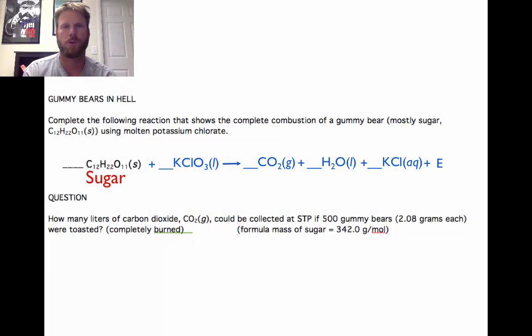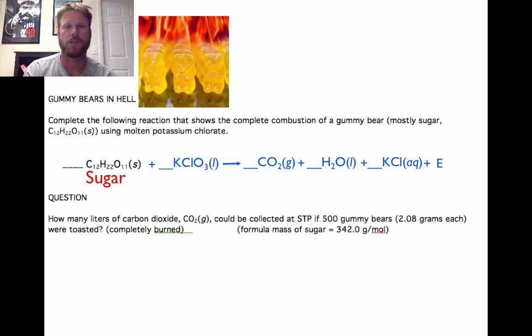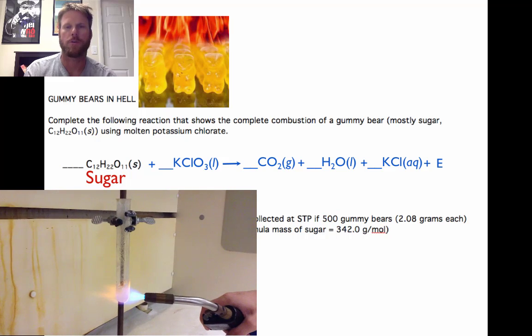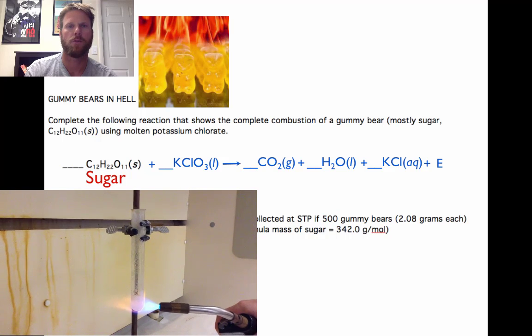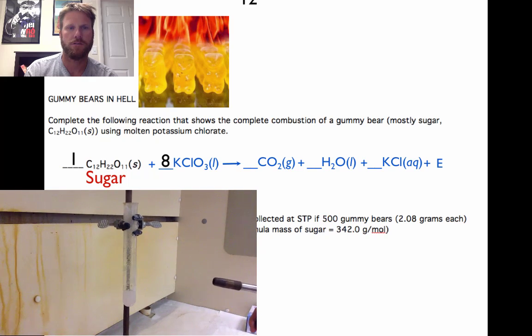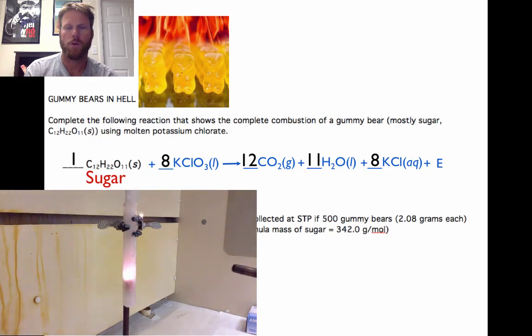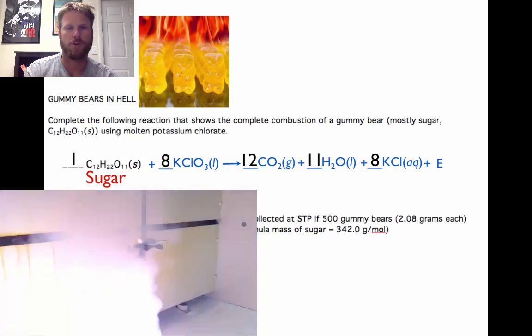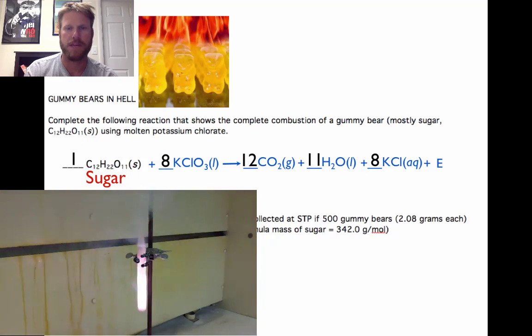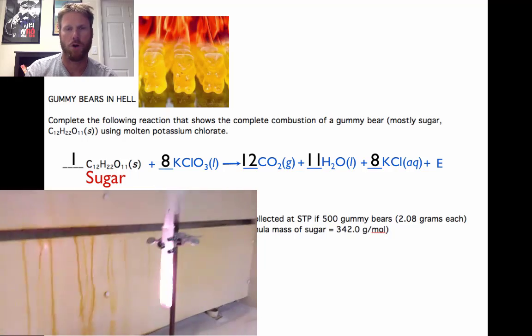The last stoichiometry problem that we will do involves one of my favorite demos, which is gummy bears in hell. A gummy bear is basically just sugar. We're going to react it with molten potassium chlorate, and the products are carbon dioxide, water, and potassium chloride, and a lot of energy, as you can see. The balanced reaction is as such. We are going to solve the following stoichiometry problem. How many liters of carbon dioxide would be collected at STP if 500 gummy bears were burned?